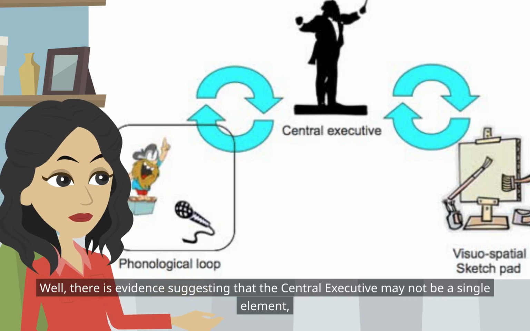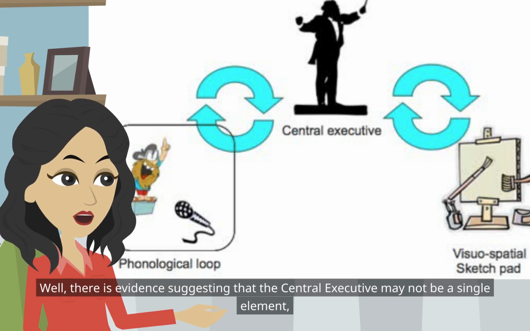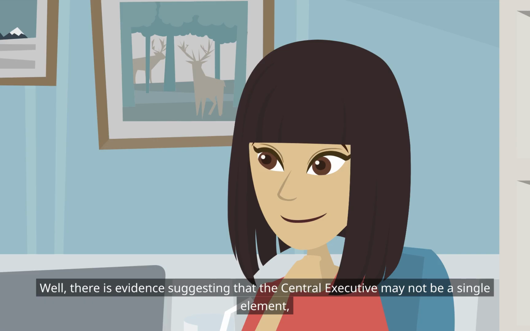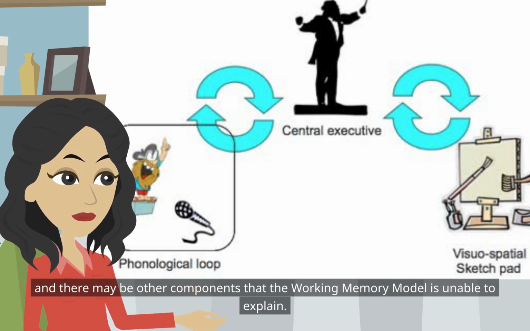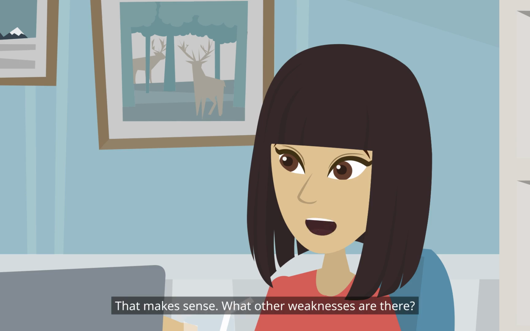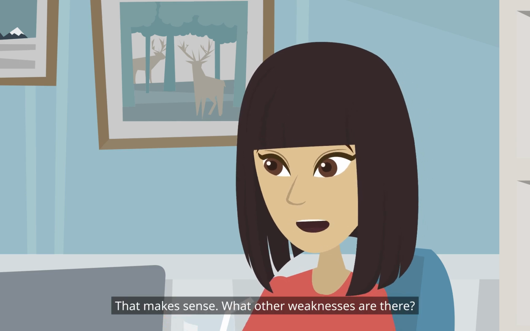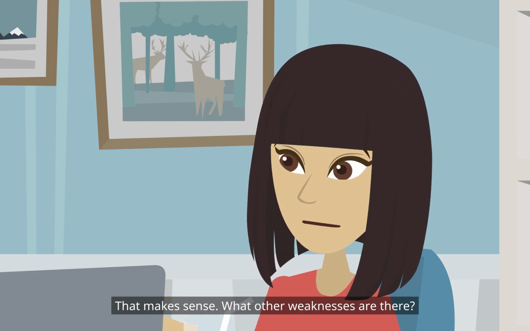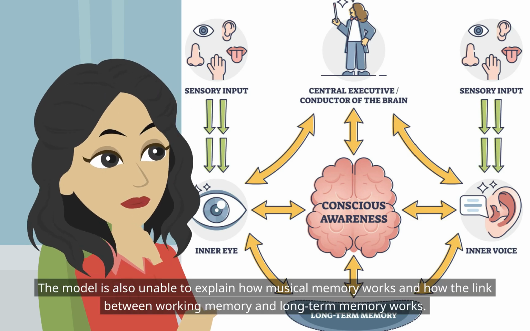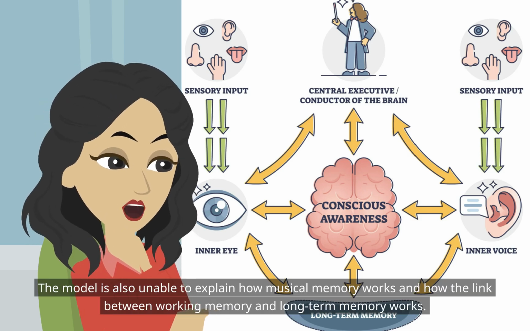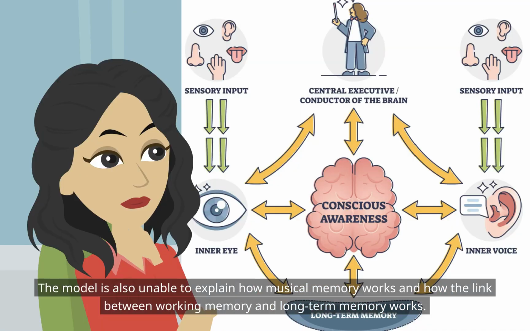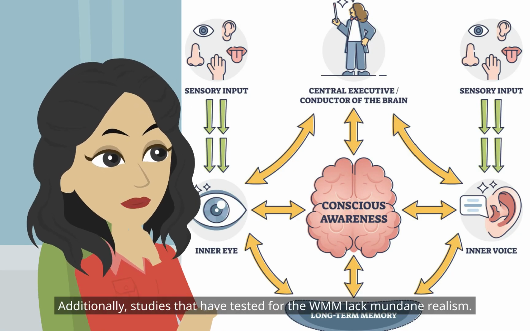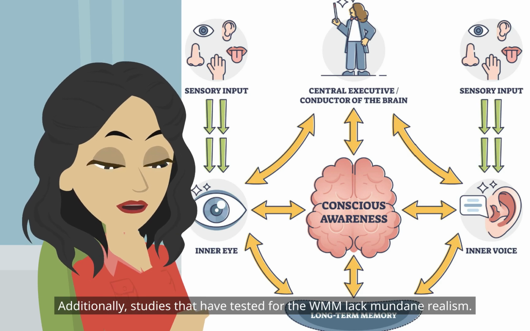Well, there is evidence suggesting that the central executive may not be a single element. And there may be other components that the working memory model is unable to explain. That makes sense. What other weaknesses are there? The model is also unable to explain how musical memory works and how the link between working memory and long-term memory works. Additionally, studies that have tested for the WMM lack mundane realism.